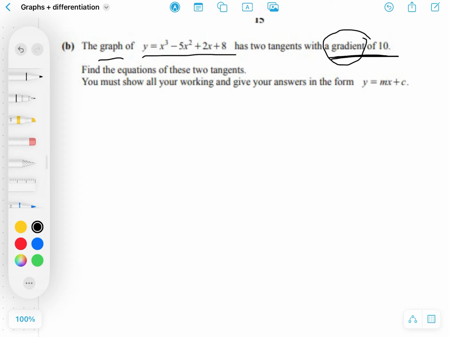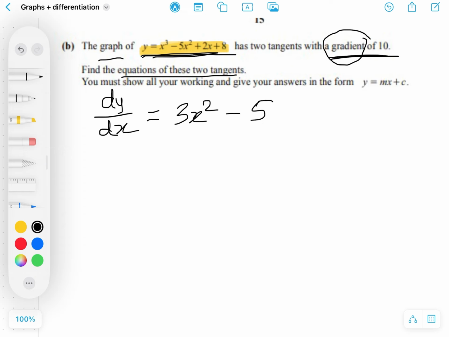So first, they're asking us to find the equation of the two tangents. So first what I'm going to do is differentiate this right here. I've talked about the rules of differentiation in my other video, and if you haven't already seen that, please make sure to go through that one. So after differentiating, dy by dx is equal to 3x squared minus 10x plus 2.